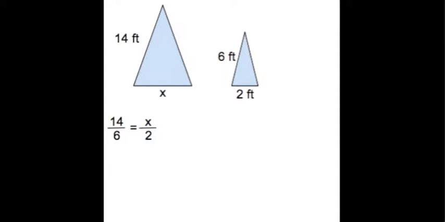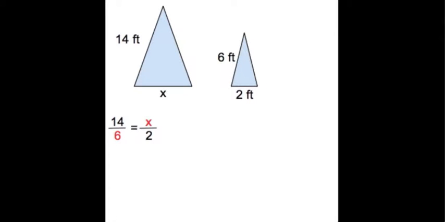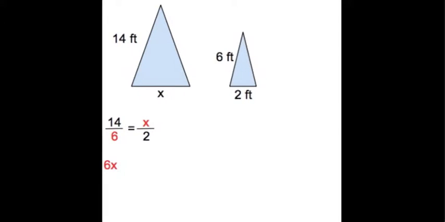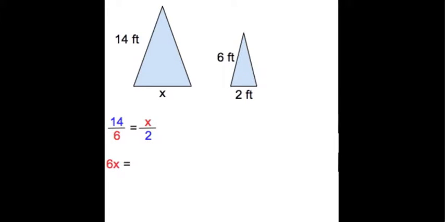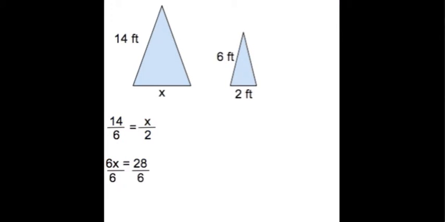Now that we have our proportions set up, we can solve for x using cross multiplication. So we will multiply 6 and x, which is 6x, and that should equal 14 times 2, which is 28. So we have our equation 6x equals 28. Now, to solve our equation 6x equals 28, we can divide each side by 6, leaving us with x equals 28 divided by 6, or 28 sixths.